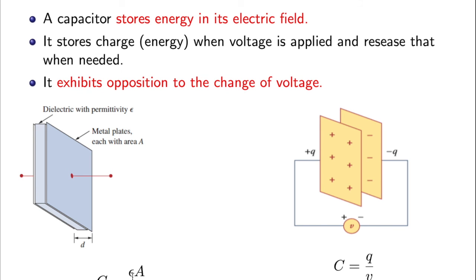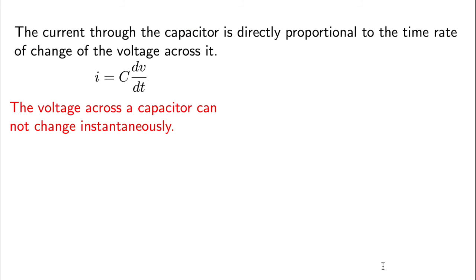C is equal to epsilon A upon D. Epsilon is the permittivity of the dielectric material between two parallel plates. A is the area of the parallel plates. D is the separation of the plates. So as suggested, it is working as a charge storage. In the case of the inductor, the inductance was expressed as flux linkage upon current. Here the capacitance is defined as charge upon voltage.